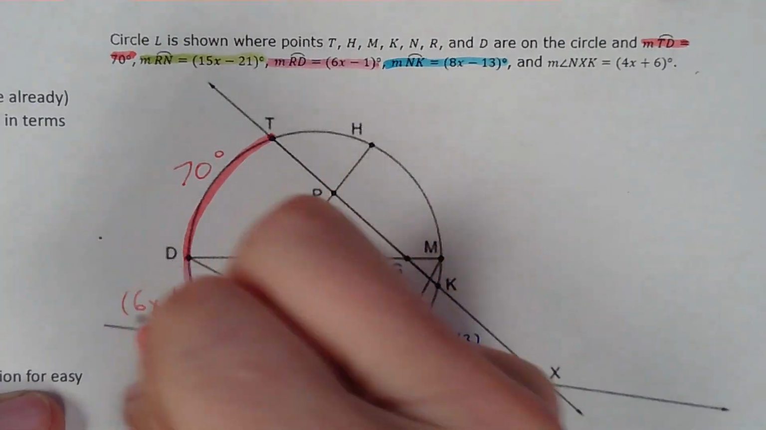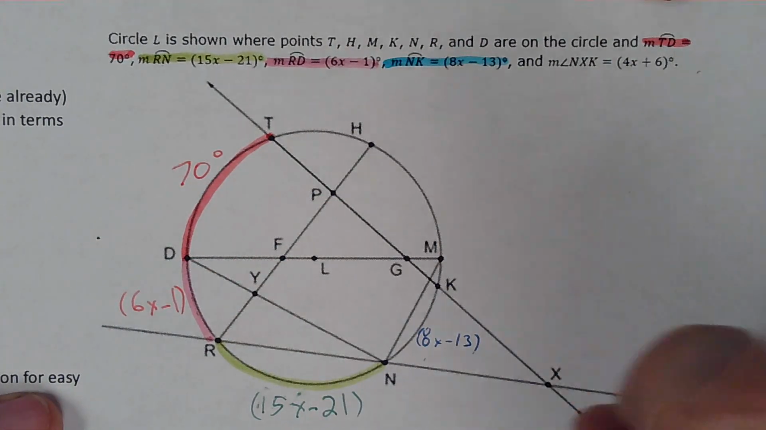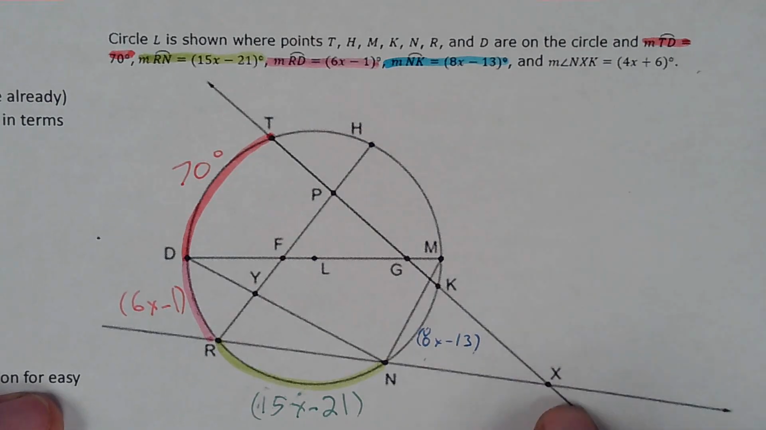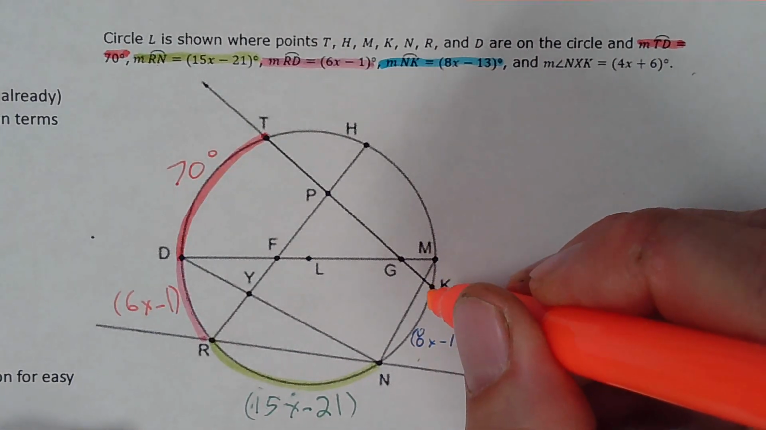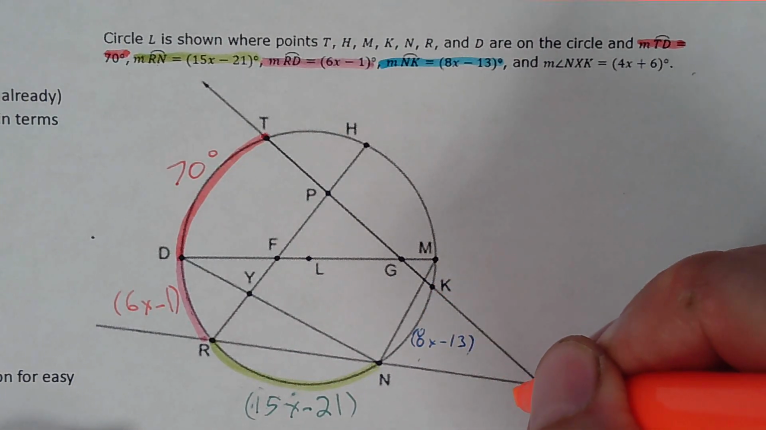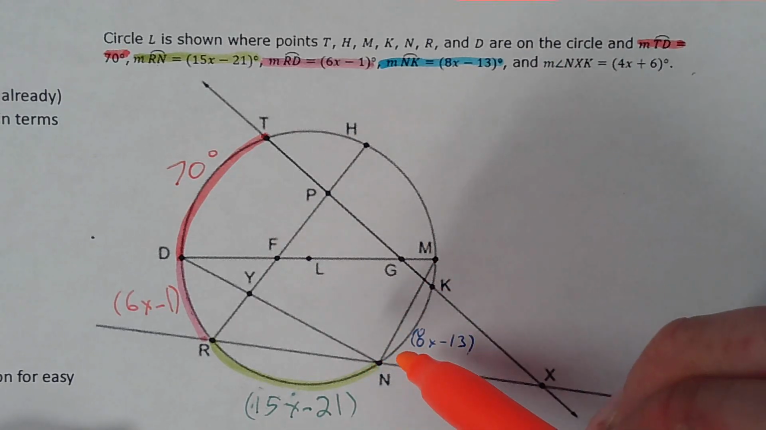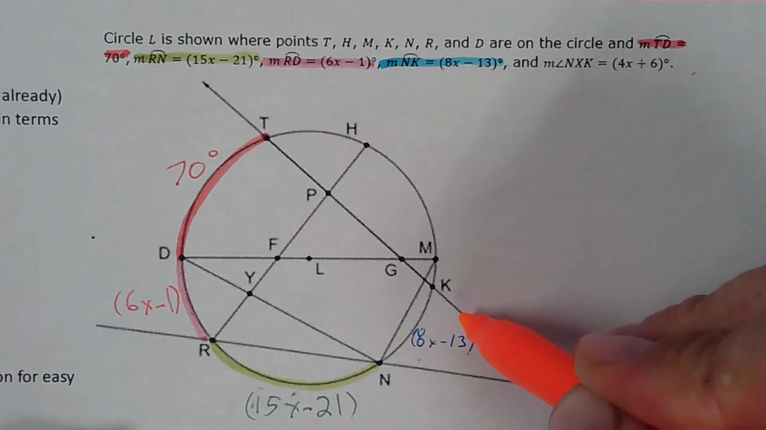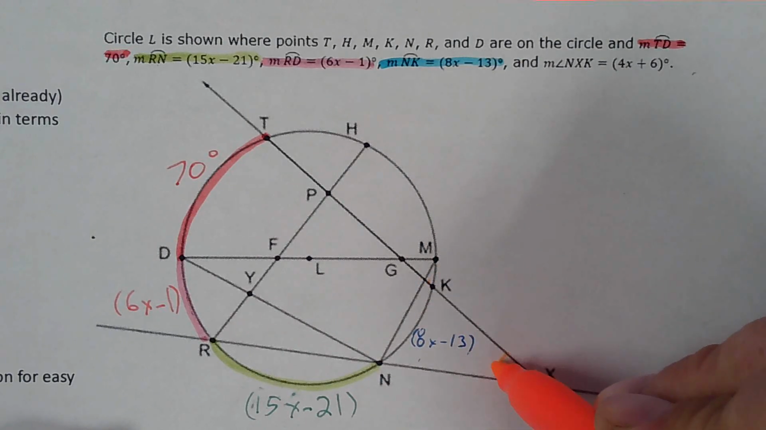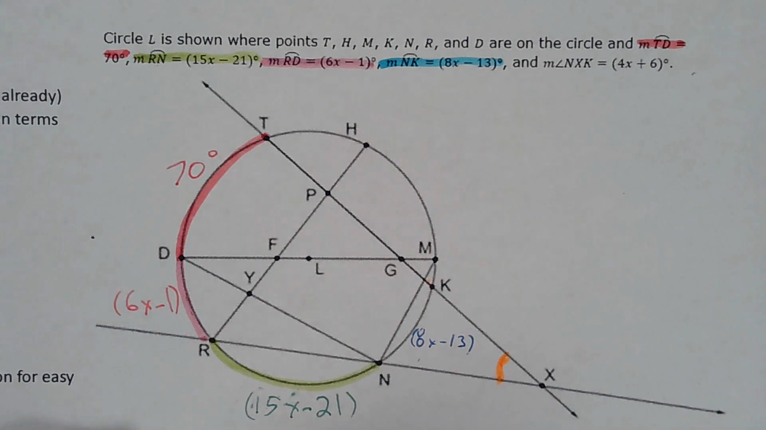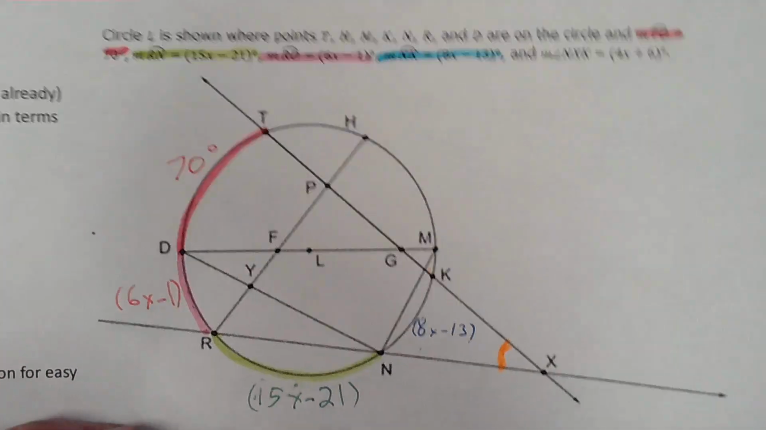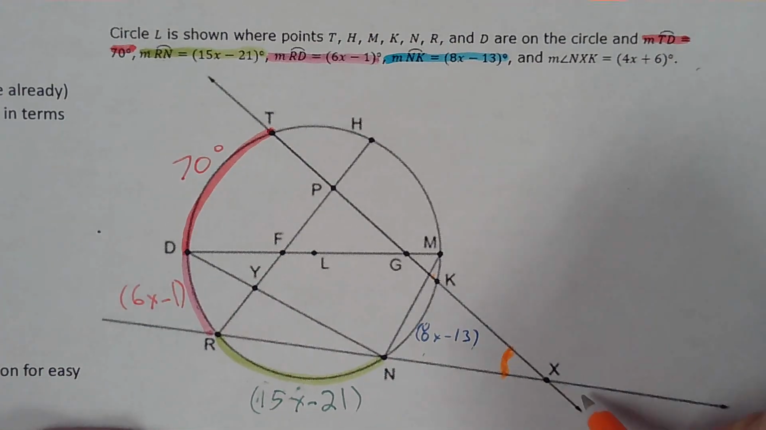So that I don't forget to do that when I'm building my equations later. And then I have the measure of angle NXK. So this angle measure, angle NXK, is 4x plus 6.